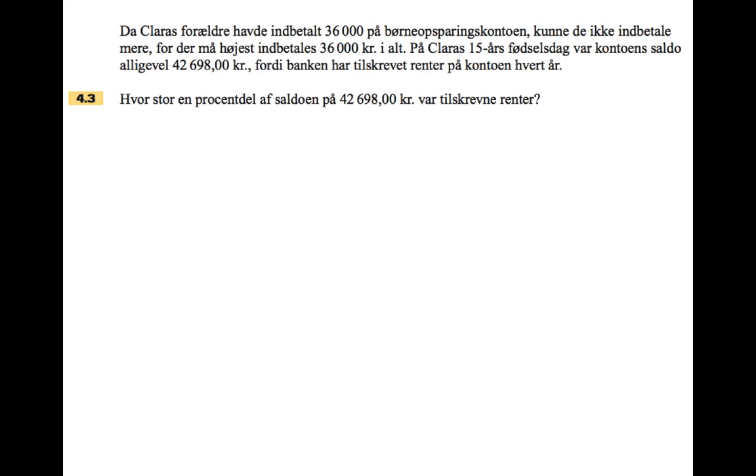The next question says, when Clara's parents had paid in 36,000 to the child savings account, they weren't allowed to pay in any more because the highest you're allowed to pay in is 36,000. On Clara's 15th birthday, the amount on the account was 42,698 because the bank had added interest onto the account every year. Then it's asking what percentage of the 42,698 was interest that the bank had added.